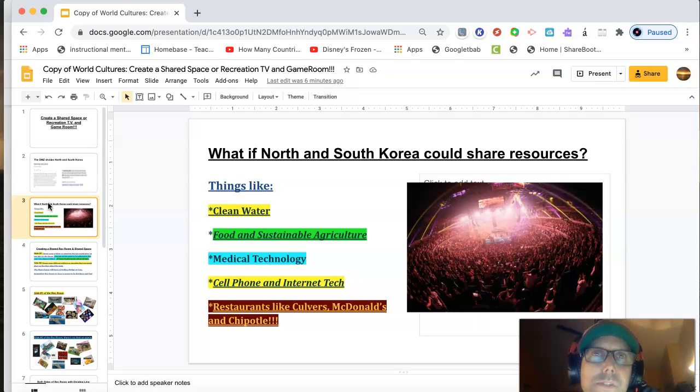What if some of the great restaurants available to consumers and citizens in South Korea would also be available to the citizens of North Korea? What if shared awesome fun fast food restaurants could be shared? And then there's a whole bunch of other types of restaurants and food dishes that could be shared as well.